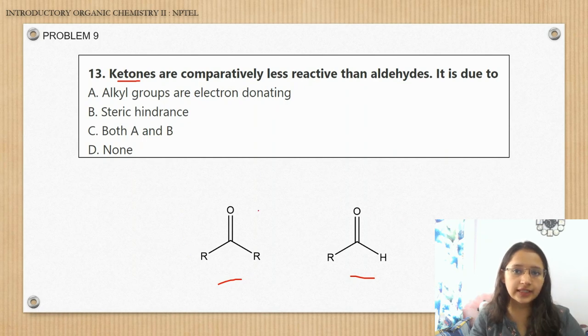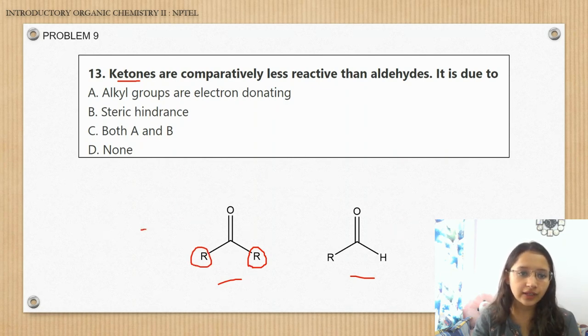Ketones are less reactive because in ketones we have two alkyl groups. Both of the alkyl groups have a plus I effect. We have talked in the previous lectures about what a plus I effect is and how it affects things. Similarly here, these two alkyl groups have a plus I effect. The plus I effect intensifies the electron density at this particular carbon. It has an electron donating effect.